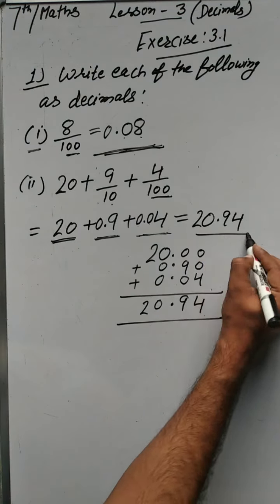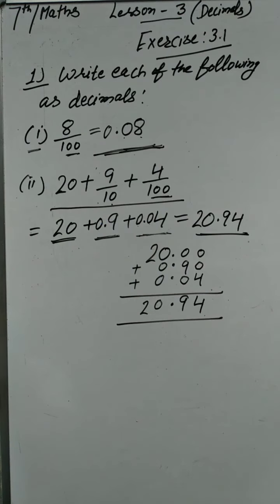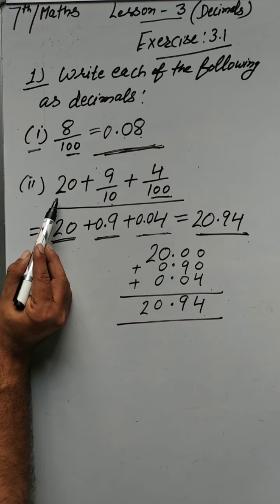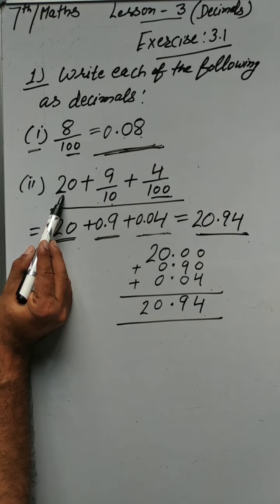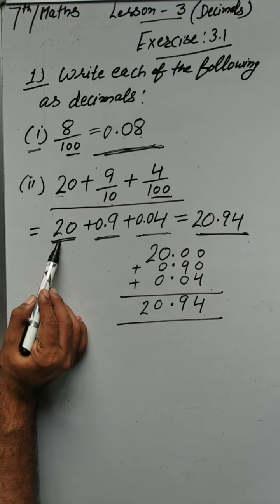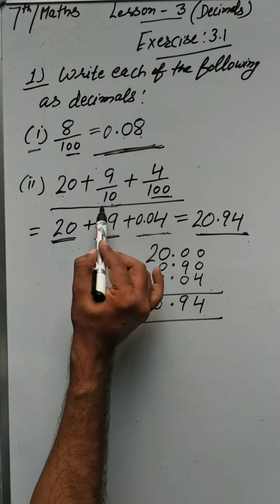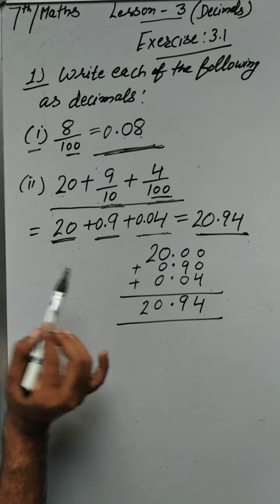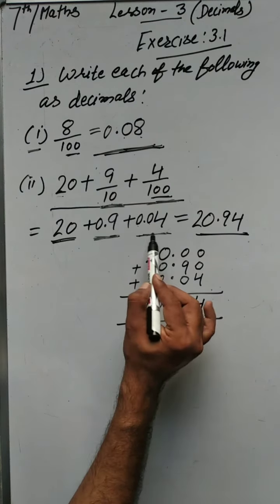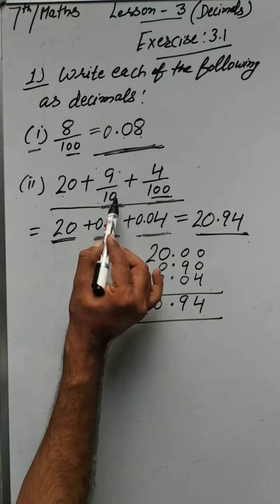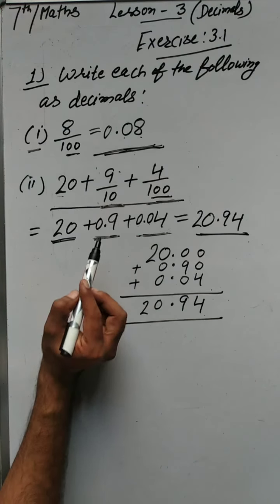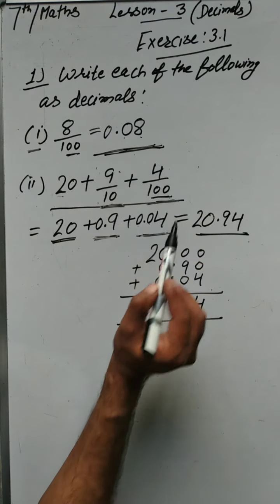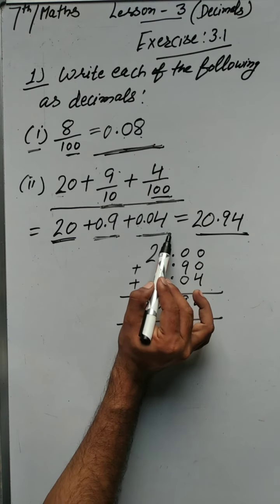This is the decimal form of that number. Okay beta? I am explaining this question again. First of all beta, look, 20 is the whole number, leave it as it is, and whatever fraction parts you have seen in your question, firstly change them into decimal. Here it is 9 upon 10, change it into decimal, it becomes 0.9, and 4 upon 100 becomes 0.04.